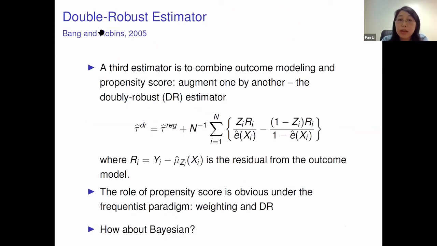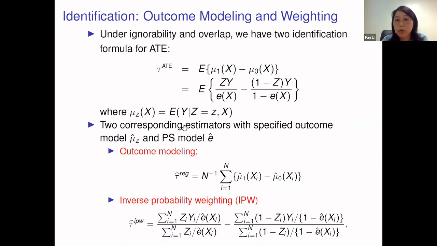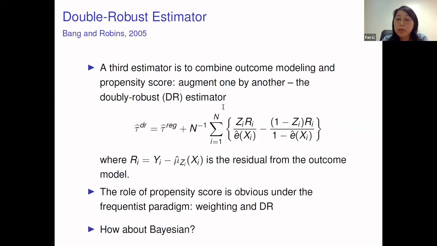And the last one, the third estimator, is called the double robust estimator. I don't have much time to talk about this, but the key idea is that you can actually combine these two approaches, the outcome modeling and the weighting. You can augment one by another. And there's a formula here. And this is called double robust, you use both. Okay, and so they have a lot of nice properties. Again, I don't have time to talk much about this, but the key point is all frequentist so far. This is the recipe in the frequentist approach to estimate the ATE, right?